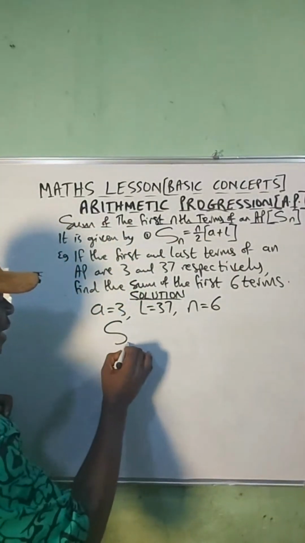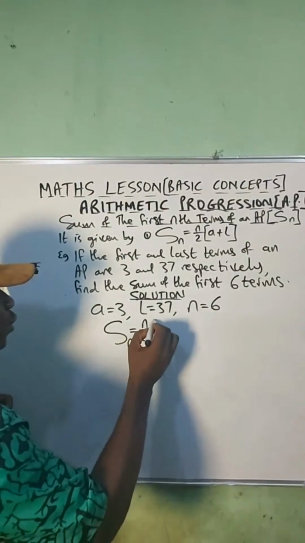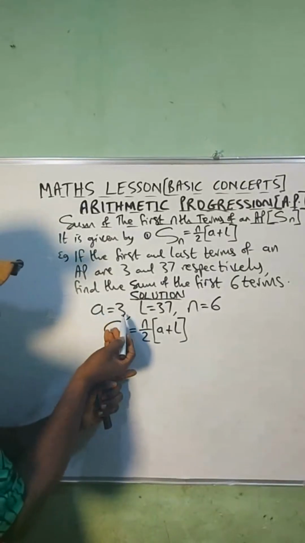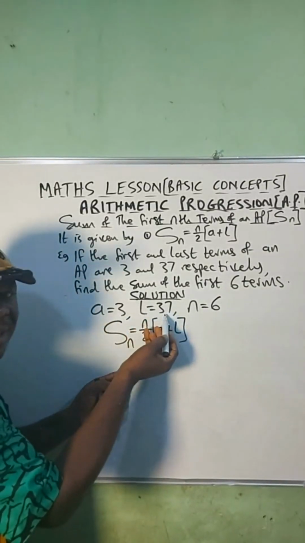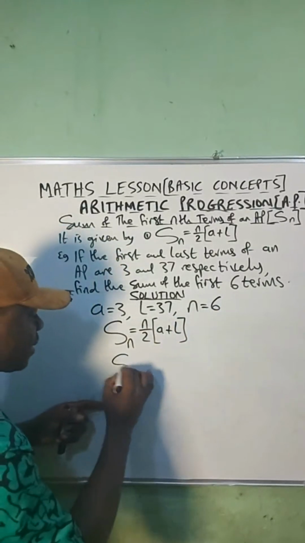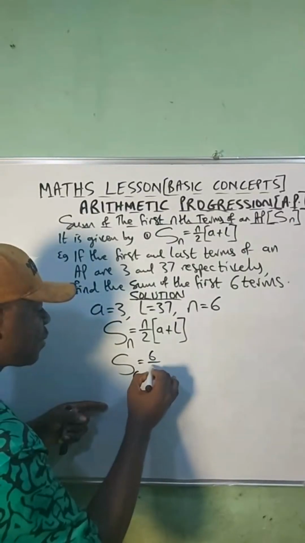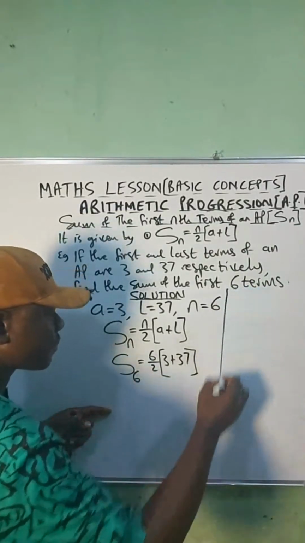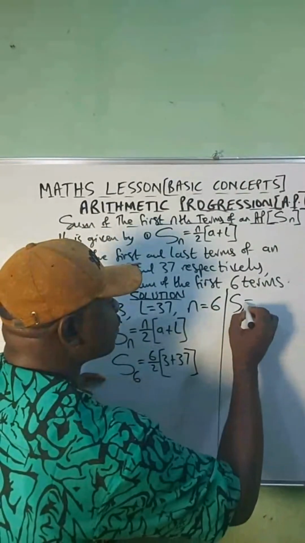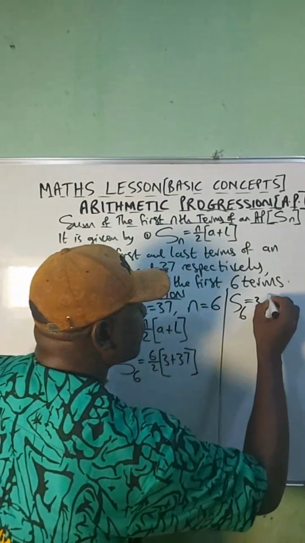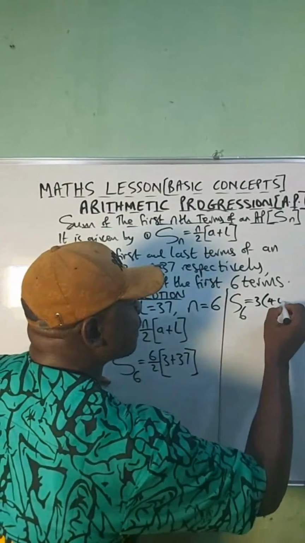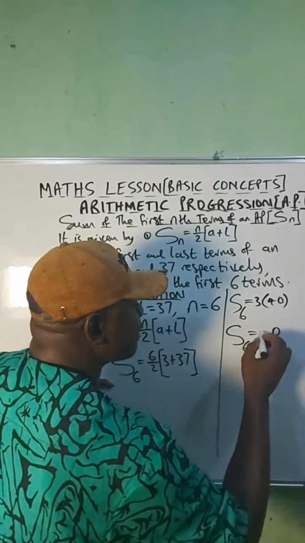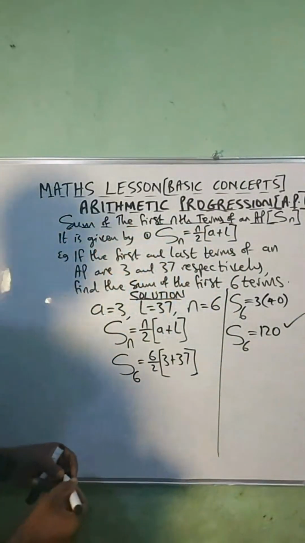So now the formula will be Sn equals n over 2 into A plus L. So wherever we see A, we'll write 3. L will be 37. Then n will be 6. So this will be S6 equals 6 over 2 into 3 plus 37. That will give us the sum of the first 6 terms to be 6 divided by 2, which is 3, into 3 plus 37, which is 40. And the sum of the first 6 terms will be 3 times 40, which is 120. And that's the answer to the question.